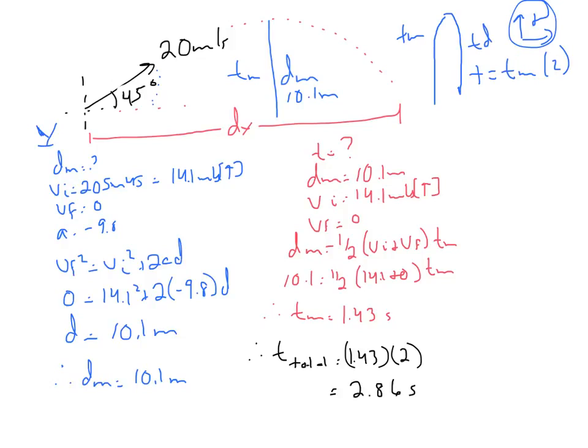Now, if we sub that back into our original equation, so let's take a look back at our previous. Let's plug that back into our other formula from the first page. So we're going to have D equals V times T. V we know is 14.1. Time we now know is 2.86. So we get a total distance of 40 meters.